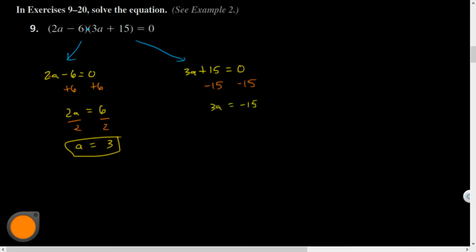So what do you think? How do I get a by itself? It's being multiplied by 3. Yeah, so the inverse operation would be a division, and I'm going to have a equals negative 5. Did you spot where your fraction might have shown up from? That definitely would have been the case. Okay. Next problem.